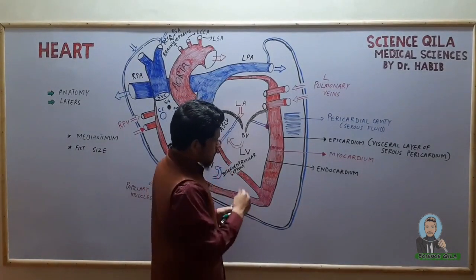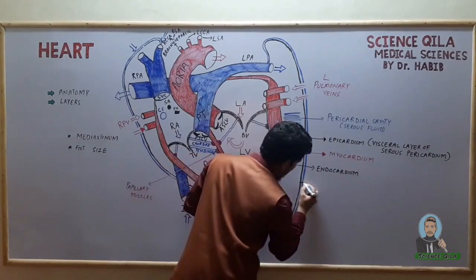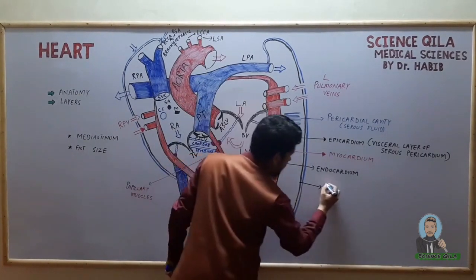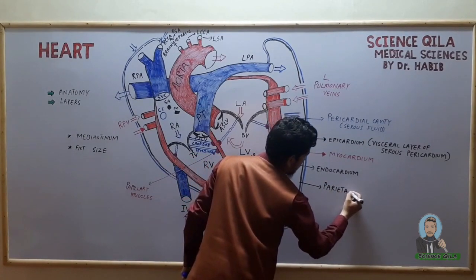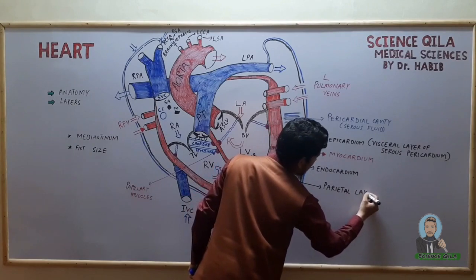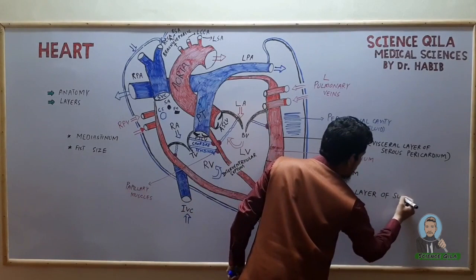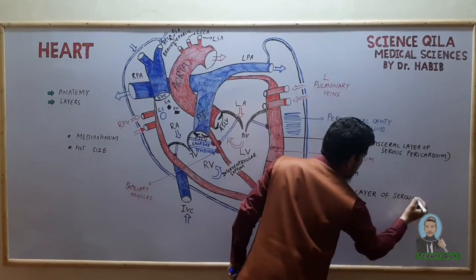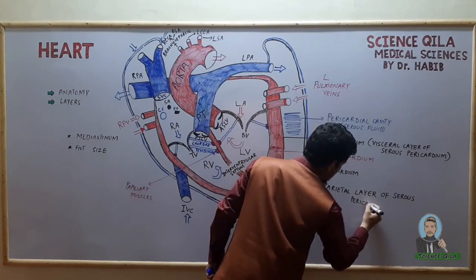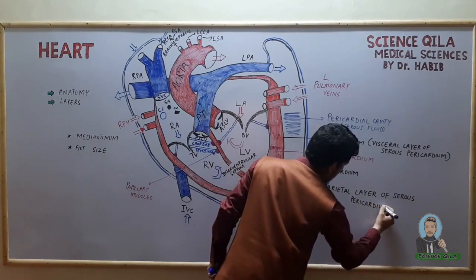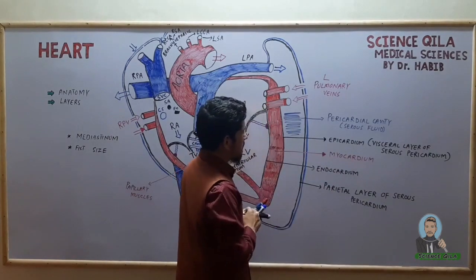Okay, then next to the pericardial cavity, the next layer, colored black over here, is called the parietal layer of serous pericardium. Parietal layer of serous pericardium.